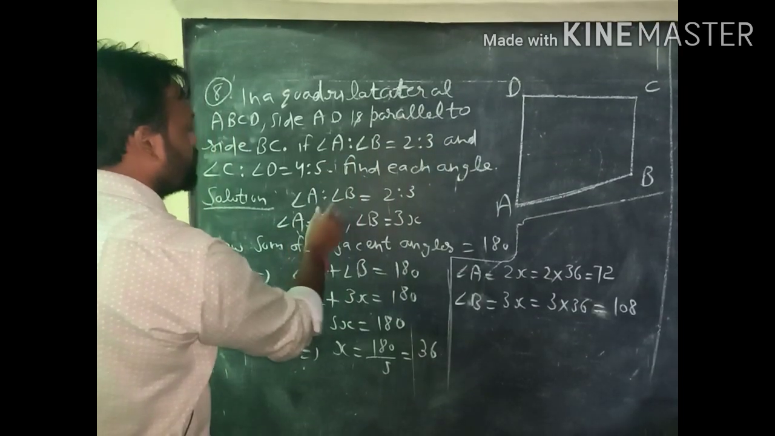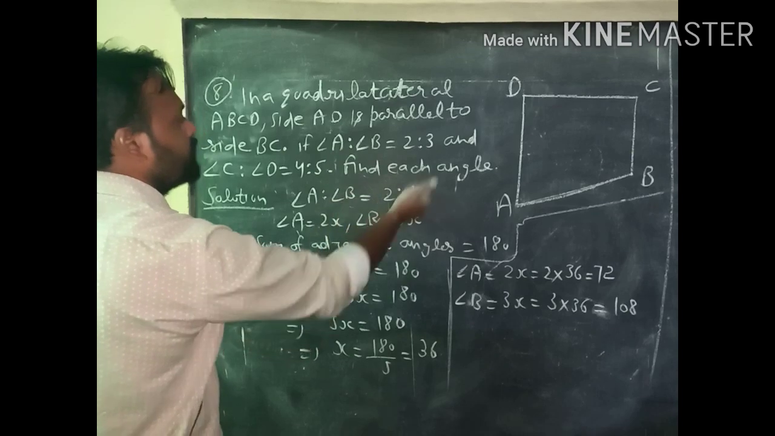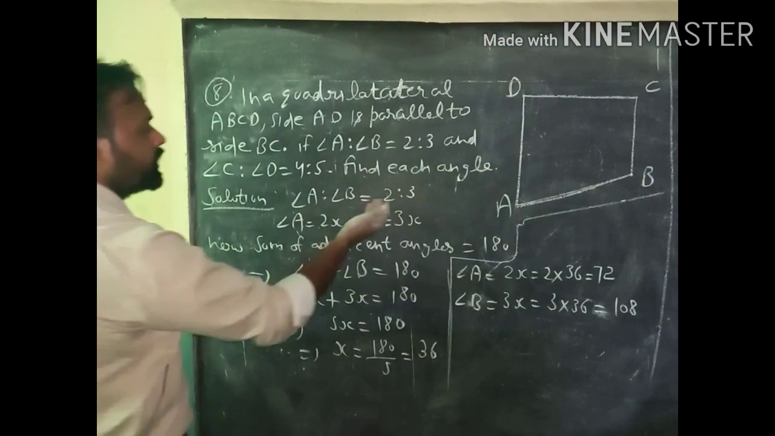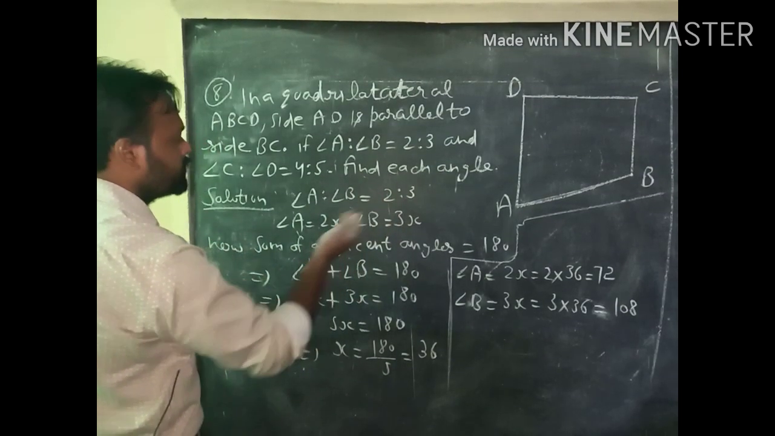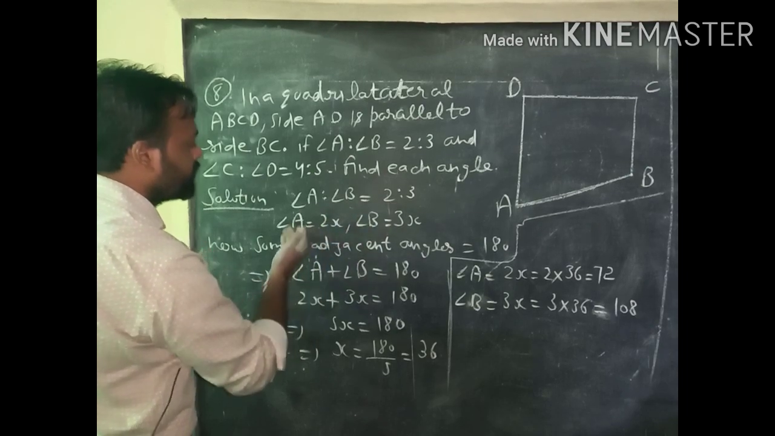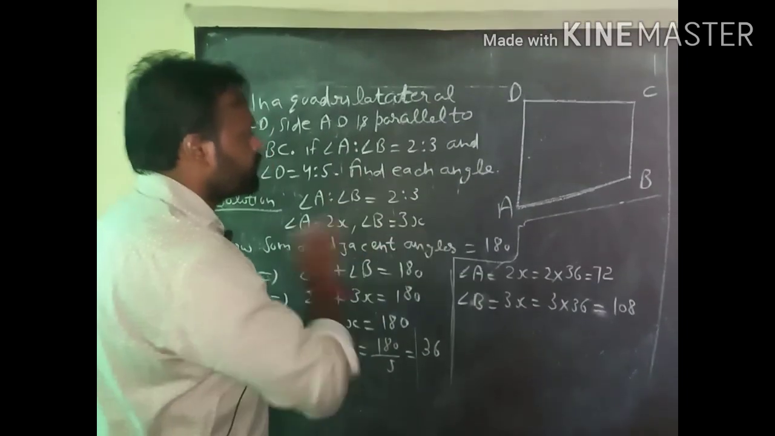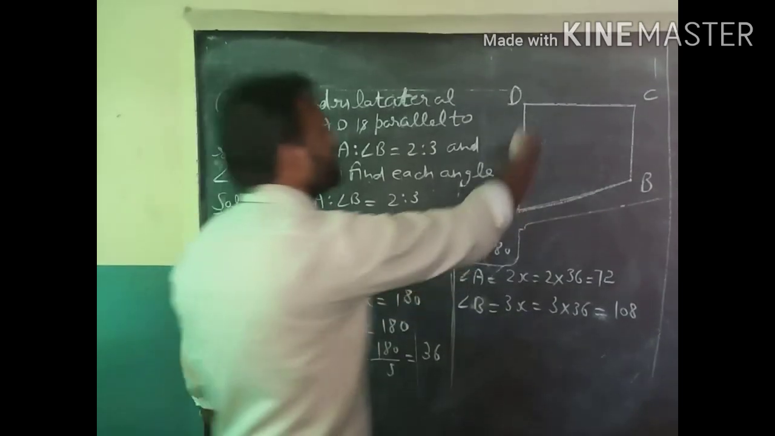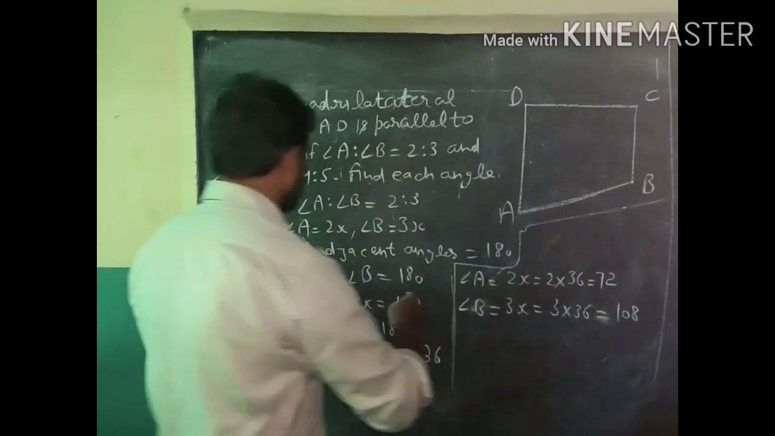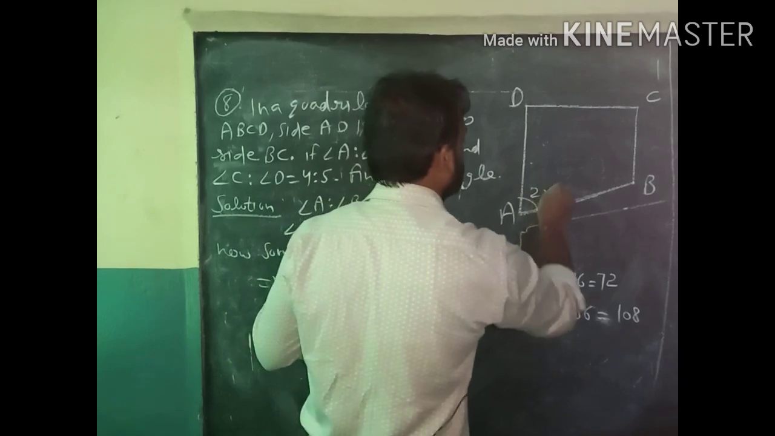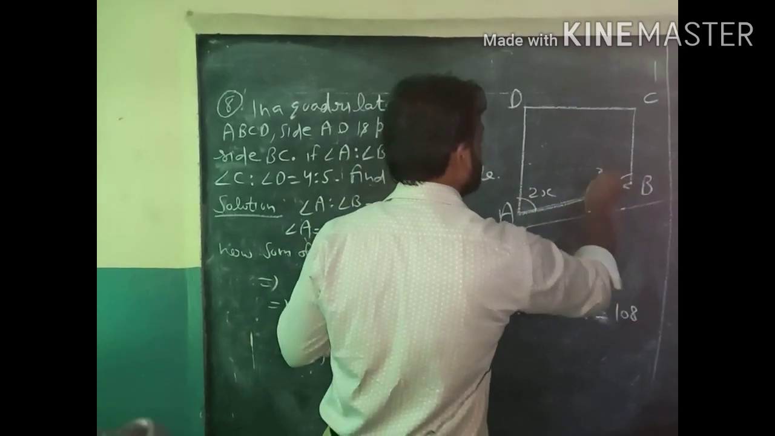So you can see the ratio of angle A and angle B is given as 2:3. We have to multiply these values with x, so angle A becomes 2x and angle B is 3x. Here you can also see that line AD is parallel to BC, and angle A we just found is 2x, and angle B is 3x.